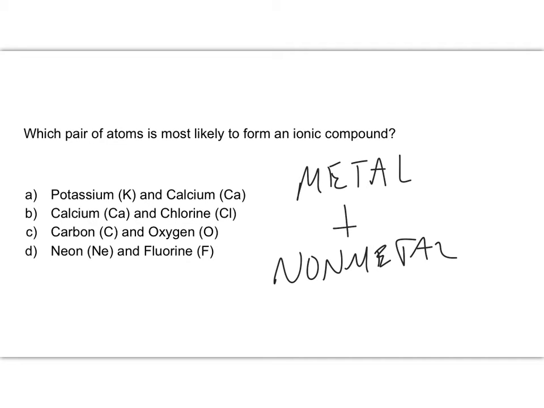Okay, so you can have an element from the left-hand side of the periodic table and one from the right-hand side of the periodic table. Metal and nonmetal makes an ionic compound. Metals don't typically bond to each other, and nonmetals can bond to each other, but when they do, they form covalent compounds. So the ones here, potassium and calcium are both metals, carbon and oxygen, both nonmetals, neon and fluorine are both nonmetals, and neon's a noble gas anyway. So the only one that's a metal and a nonmetal, which would form an ionic compound, is calcium and chlorine.